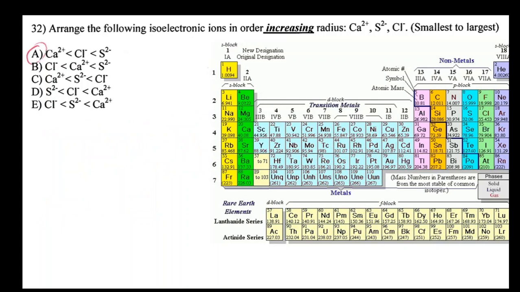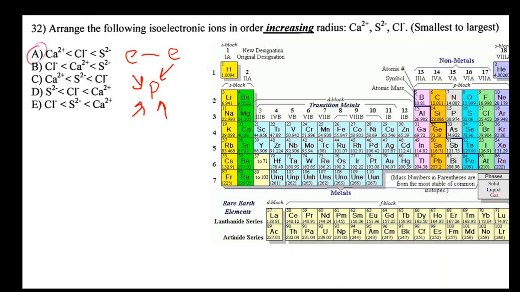Arrange the following isoelectronic ions in order of increasing radius. So isoelectronic essentially means they have the same number of valence electrons. So what's going to determine their radius is their number of protons. The protons in the middle of the atom are essentially trying to pull the electrons in, while the electrons on the outside are trying to repel each other, which keeps them out. Since the number of electrons is the same, we look at the number of protons. Whatever has the most protons will have the greatest force pulling the electrons in and would therefore have the smallest radius.